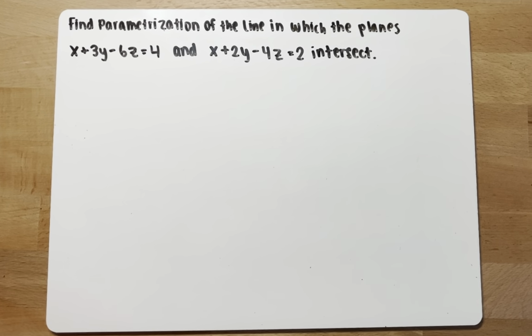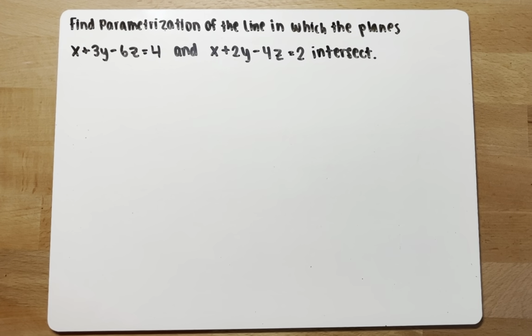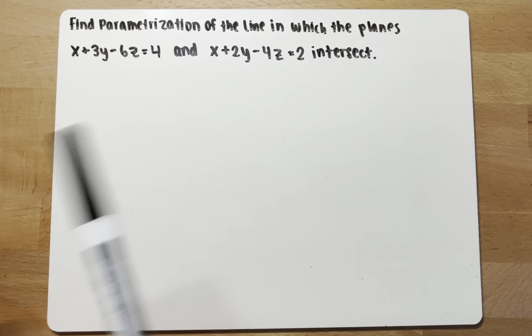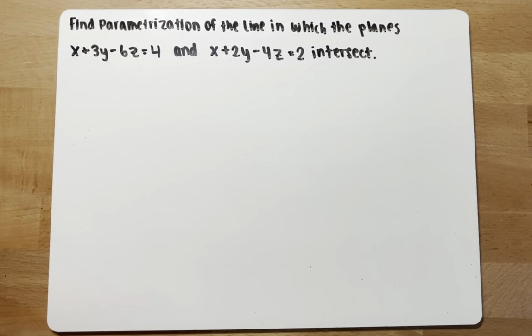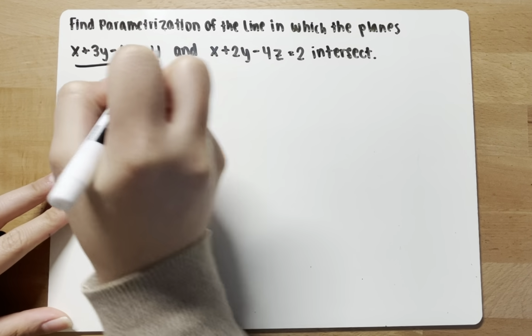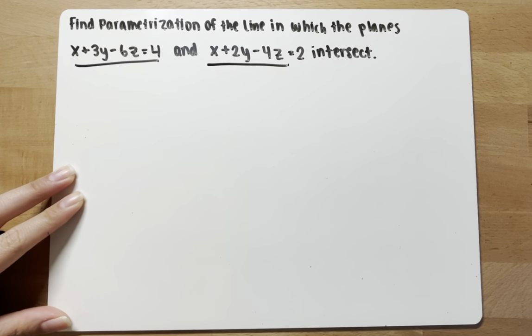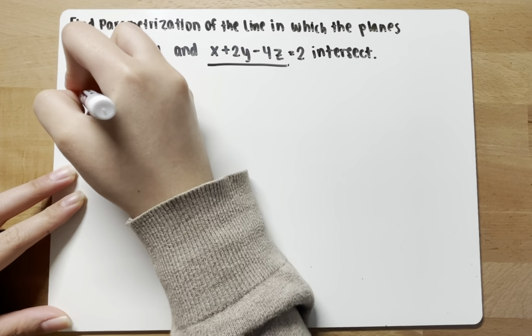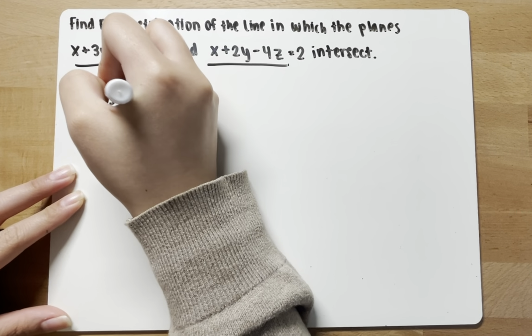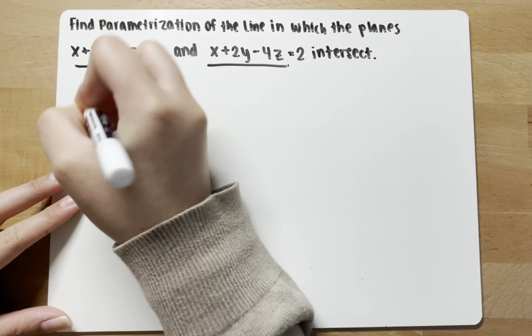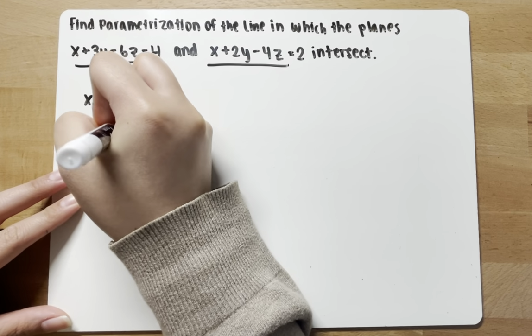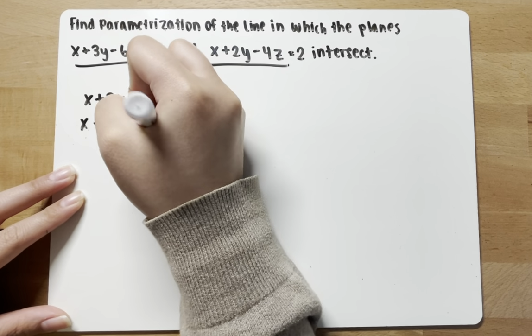When finding the parametrization of the line in which two planes intersect, you want to begin by setting a variable to 0, or to any number, in order to find the other two variables. So for example, in this question you have this plane and this plane. Let's set z to 0. So you have x plus 3y equals 4, and x plus 2y equals 2.